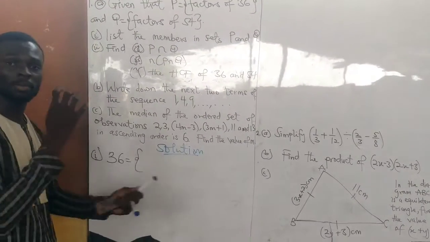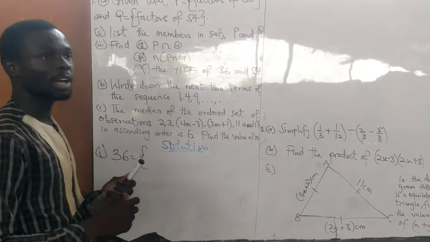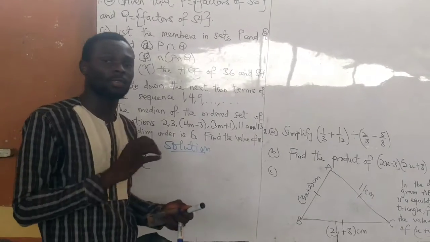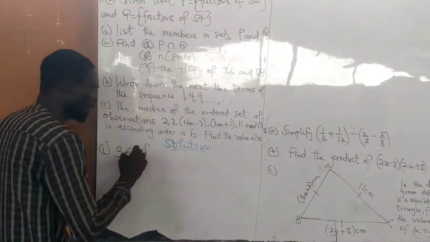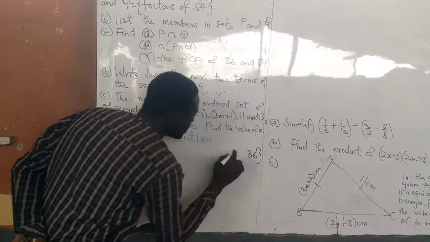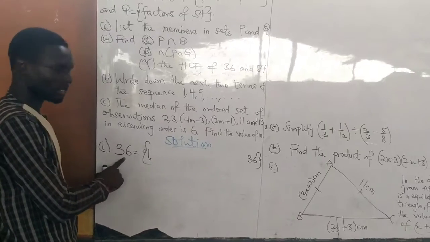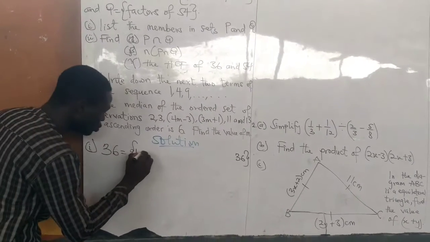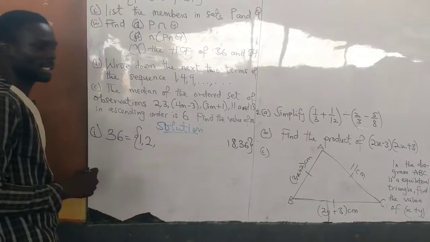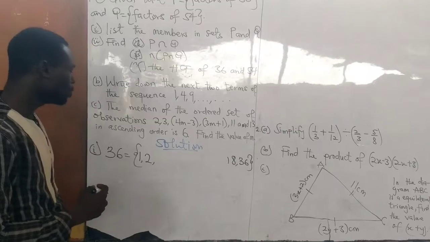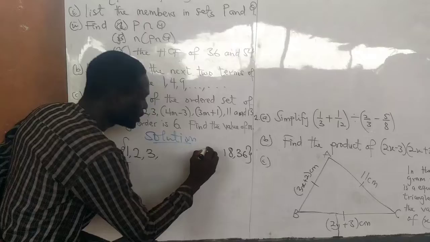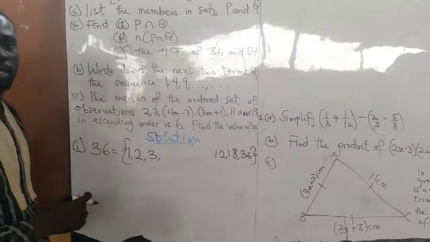So let's start from the very first number, which is 1. Because you have been told that 1 is a factor of every number, and the number is a factor of itself. So to list the first one, we have 1 times 36 is 36. After 1, we move to 2. 2 times what will give you 36? 2 times 18 is 36. After 2, we move to 3. 3 times what will give you 36? 3 times 12 is 36.